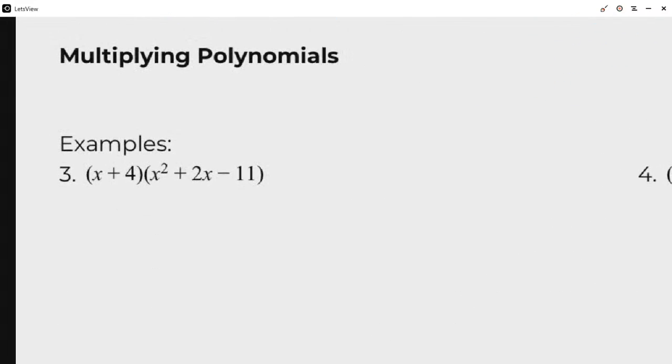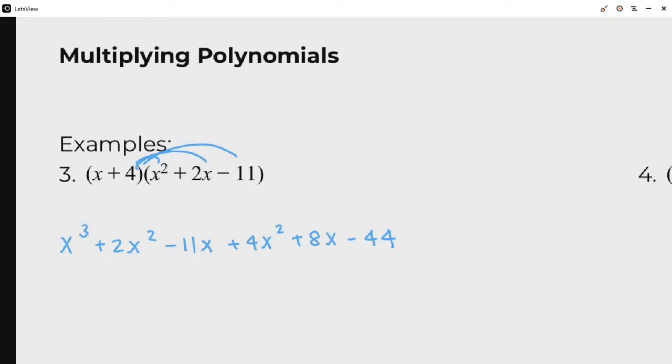Okay, next we're going to multiply polynomials. So this is where you'll have to distribute a lot. Okay, so for this first one, we're going to distribute the x to all of the other terms. So that's going to be x cubed plus 2x squared minus 11x. And we also have to distribute the 4 to everything in the second part. So that's going to be plus 4x squared plus 8x minus 44.